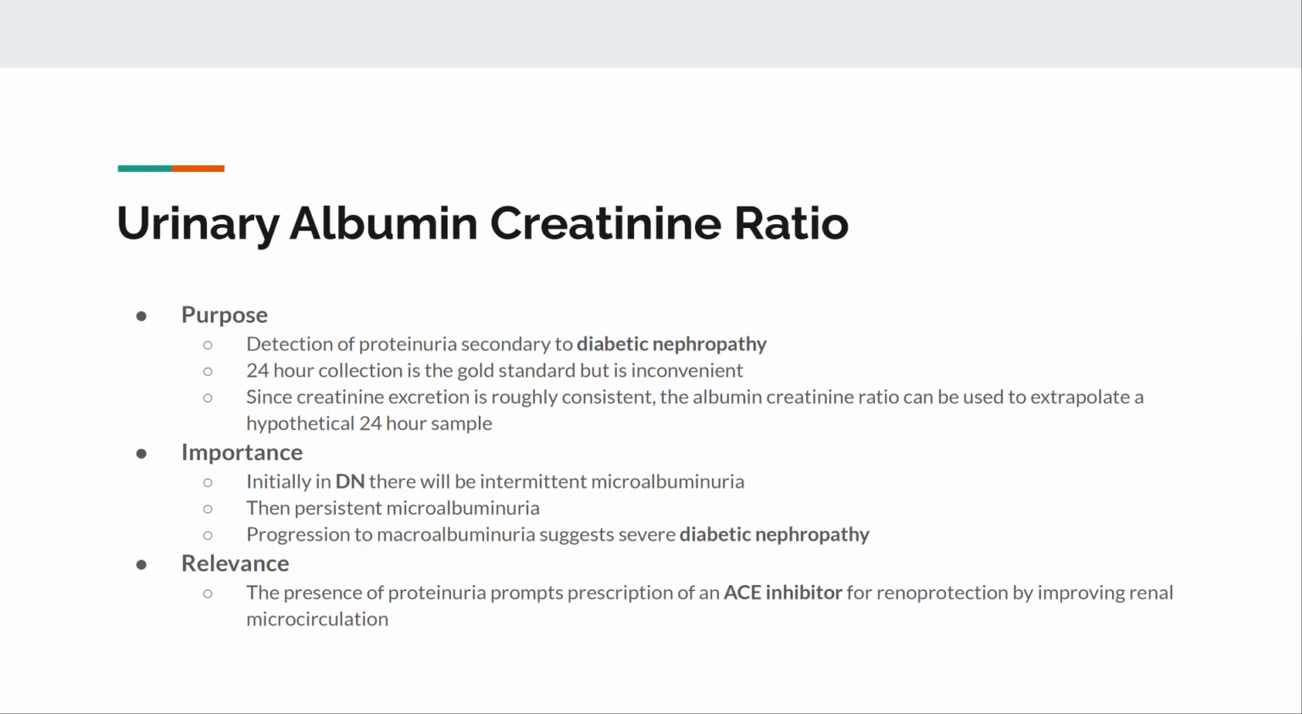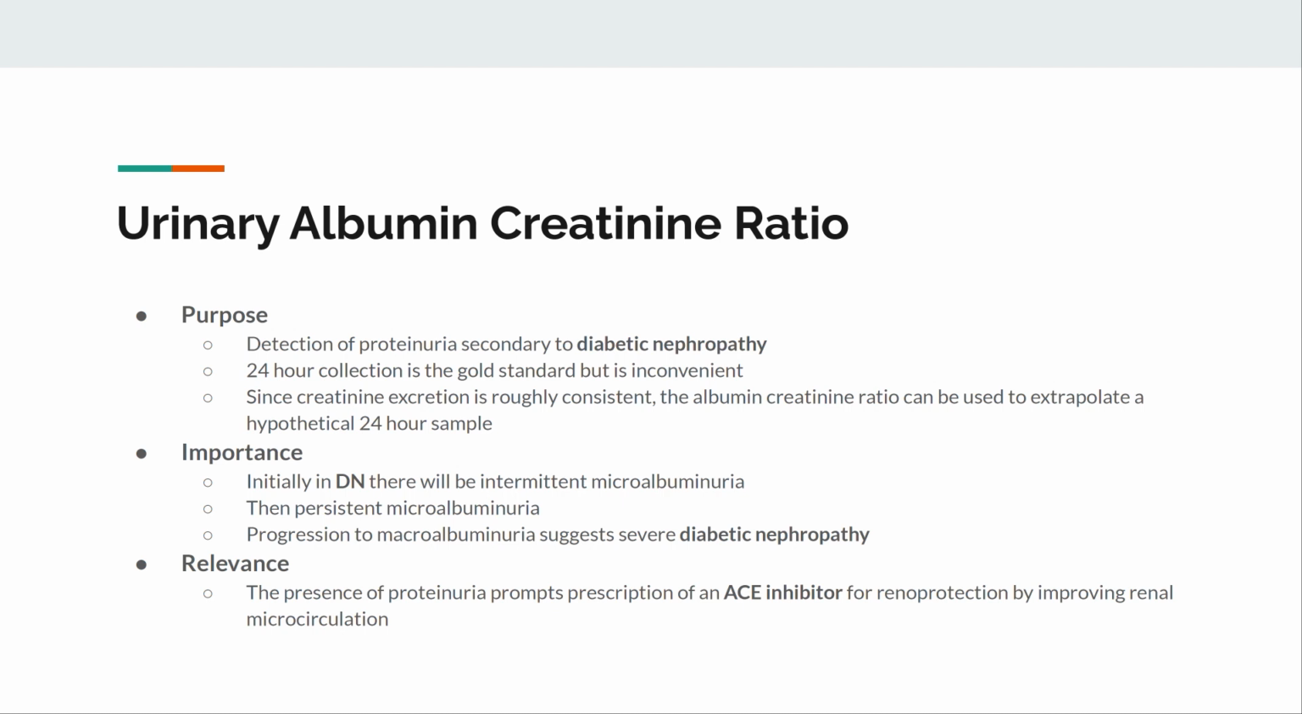The importance is that initially in diabetic nephropathy, there'll be intermittent microalbuminuria. So the ACR will be not high enough to be called macroalbuminuria, but it's still elevated, but it's not in every single sample. Then, as the kidney gets more damaged, it'll be every single sample that has microalbuminuria. Then, as you get really sick, every single sample has a massive amount of albumin in it, macroalbuminuria.